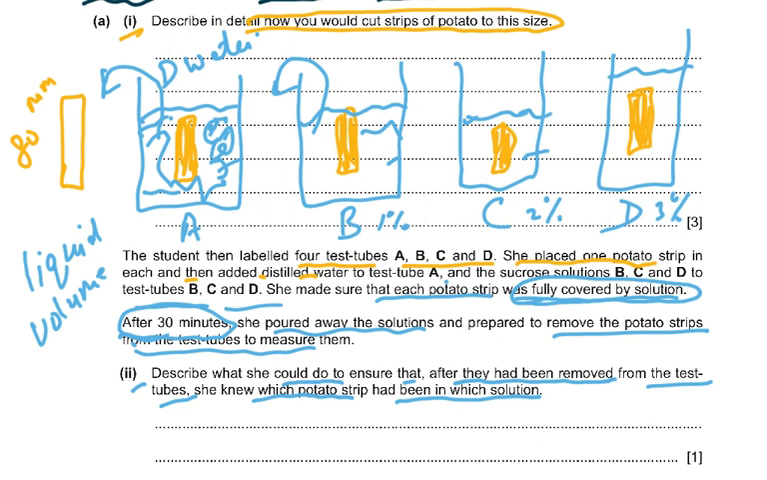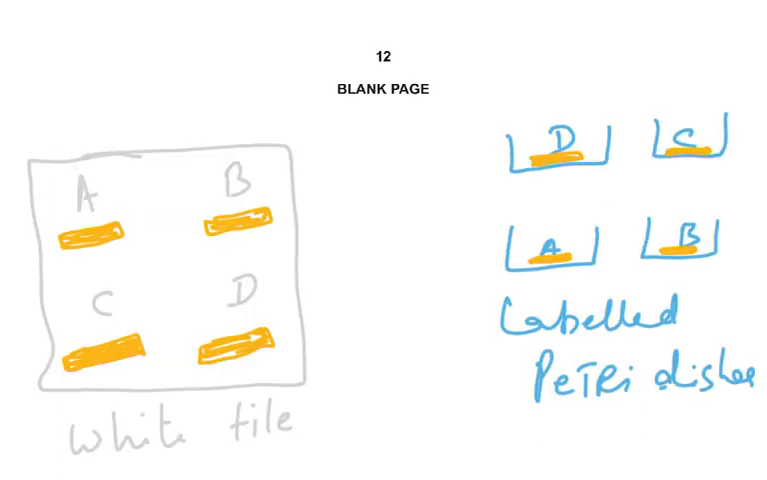This is the one from B, which was 1% sucrose. This is the one from C, which was 2%. And this is the one from D, which was 3% sucrose. Now that was very easy because all she had to do was either label petri dishes or beakers and label them A, B, C, D.